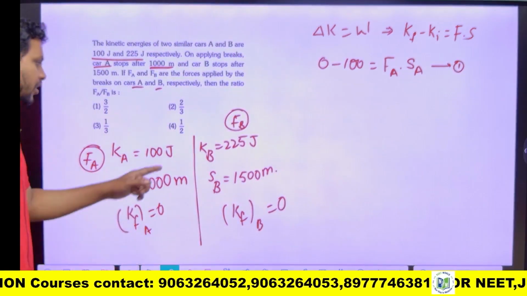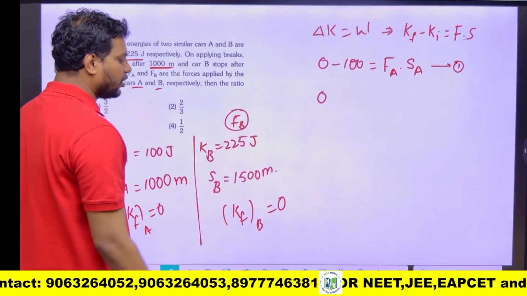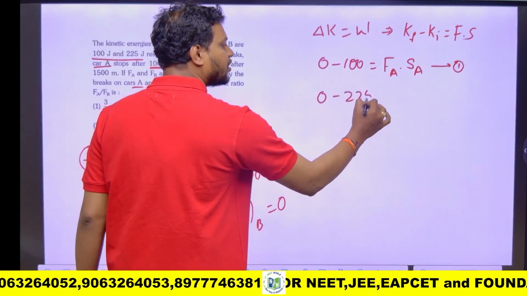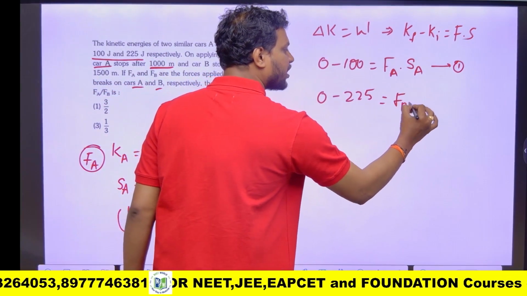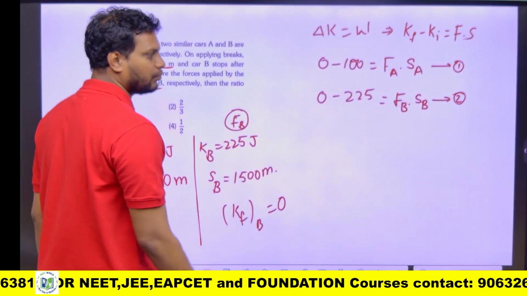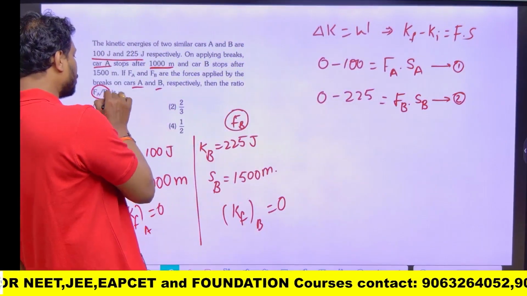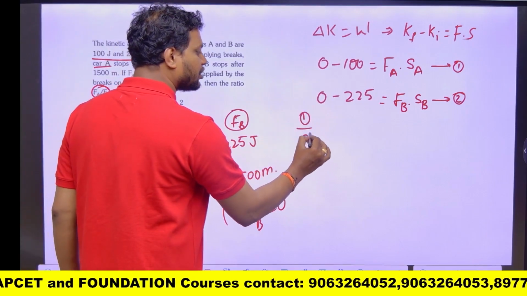Similarly for car B, the final kinetic energy is 0 and the initial kinetic energy is 225 joules, which is equal to the force of the second car multiplied by the displacement of the second car. Take it as equation number 2. Then they are asking the ratio of FA by FB, so divide equation number 1 by equation number 2.